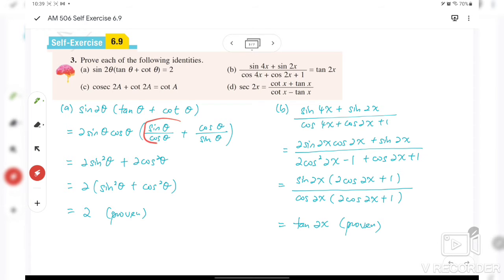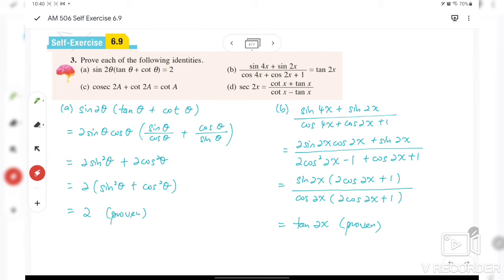From here, we make the denominator common. So we have sine square theta plus cos square theta over sine theta cos theta, where the sine theta cos theta here I can simplify with the sine theta cos theta outside. So we have 2 times sine square theta plus cos square theta. So we will get 2 factorized out times sine square theta plus cos square theta, and we will get 2.